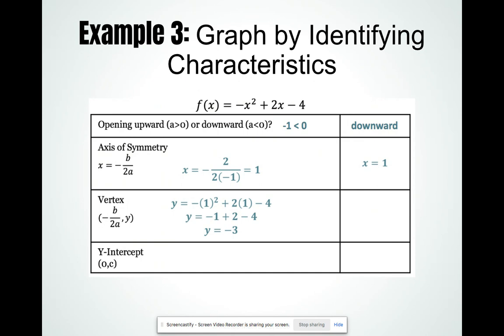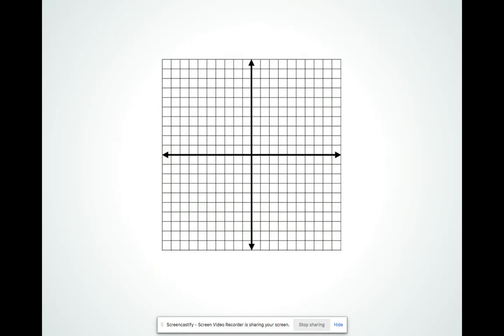If you don't remember, f of x is actually just simply our y. So you can go ahead and plug in x for what you found and solve for y. And so our vertex, where our maximum is going to be, is at 1, -3. And then you can also find your y-intercept pretty quickly because your C is your y-intercept, so it's just going to be -4. And then we can go ahead and graph it.